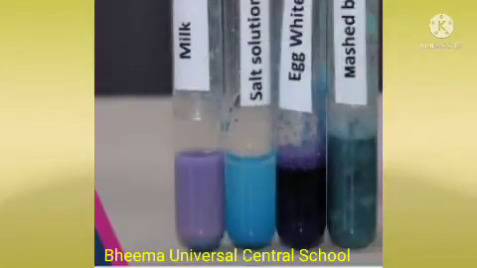Next test is test for proteins. Proteins can be tested by using copper sulfate solution and a mixture of caustic soda or sodium hydroxide solution. Food rich in proteins such as egg white, milk and beans turns violet in color in the presence of copper sulfate solution followed by caustic soda solution.